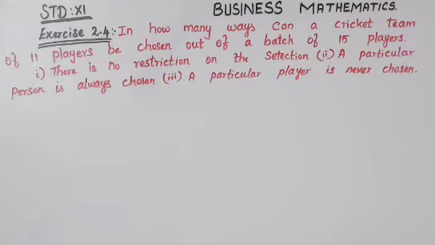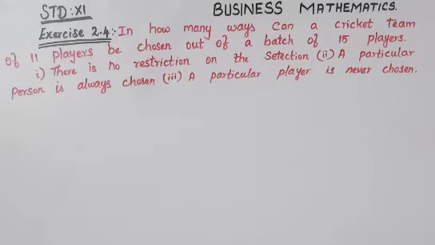Standard 11th Business Mathematics Exercise 2.4. In how many ways can a cricket team of 11 players be chosen out of a batch of 15 players? Your conditions are given. First condition is there is no restriction on the selection.